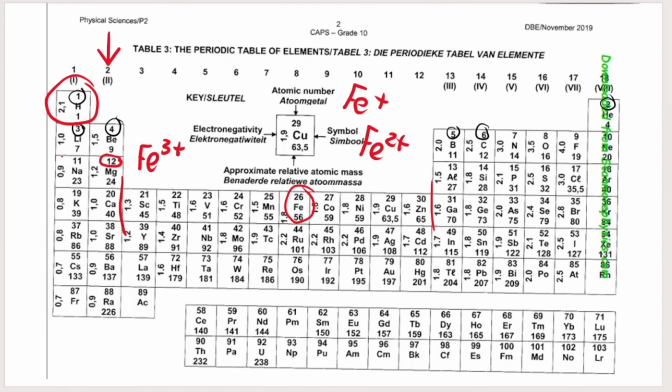We know that the group 1 metals' charge is +1. The alkaline earth metals is +2. Then we skip this middle block because those are the transition elements. Then we've got +3, plus -4, -3, -2, -1, and 0. Okay, so oxygen over here has a charge or a valency of -2.